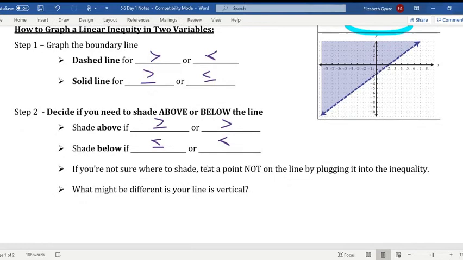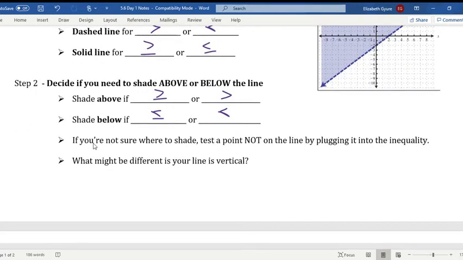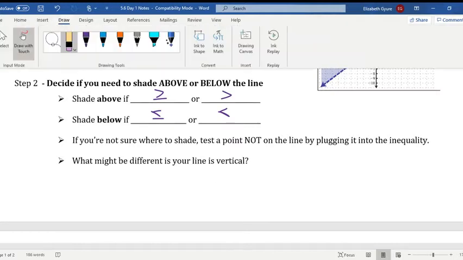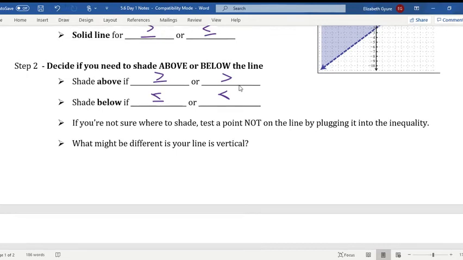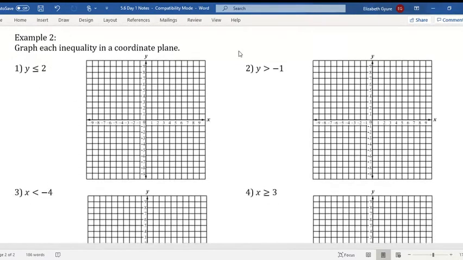All right, and one other thing I want to mention is what might be different if we have a line that's vertical, because sometimes you might have to graph a vertical line. So if you have to graph a vertical line, if we're dealing with values that are more than, you would actually shade to the right because that's where your bigger numbers are. And if it's less than, you would shade to the left, but we're going to see that in just a second, actually. So that's easier to apply when you're actually just doing it. So we're going to do that right now.